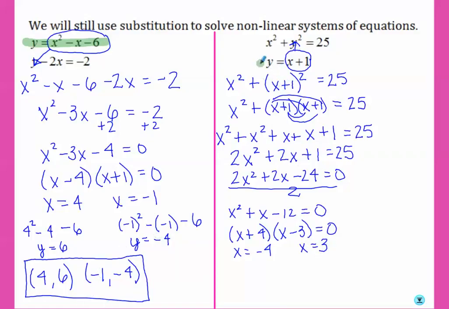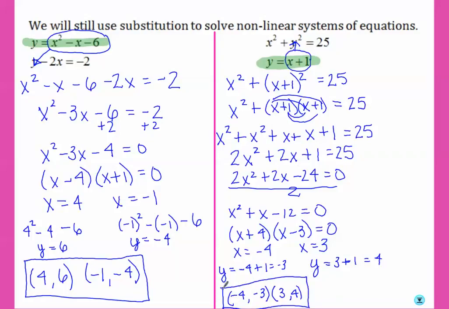Then we're going to go back and use our y equals equation to plug into. So we'd have y equals -4 plus 1, which equals -3. So one solution is (-4, -3). Oh, not yet. We also have y equals 3 plus 1, which will give us 4. So our other solution is (3, 4). And those are our two solutions to this system.